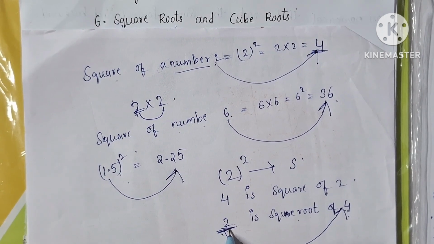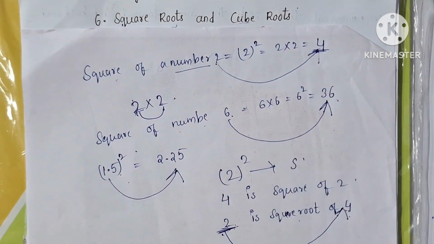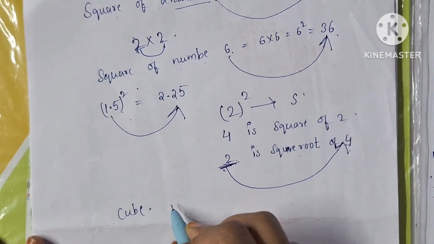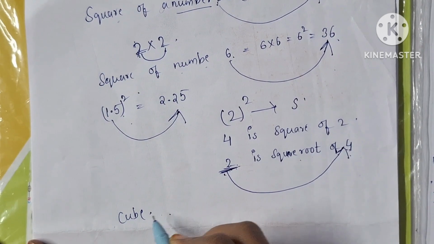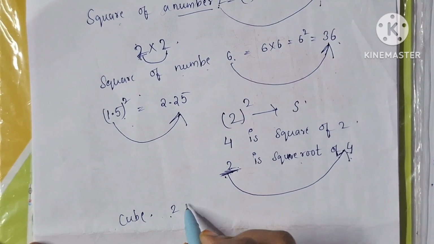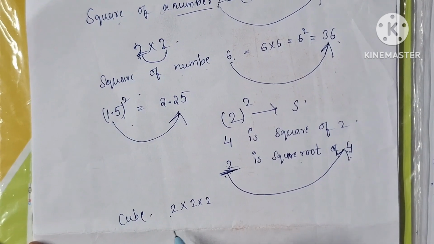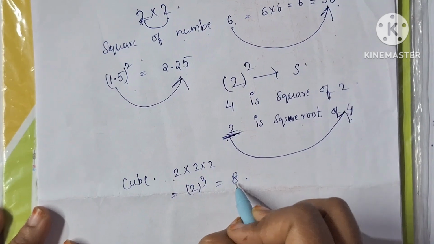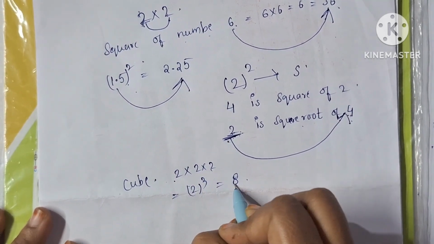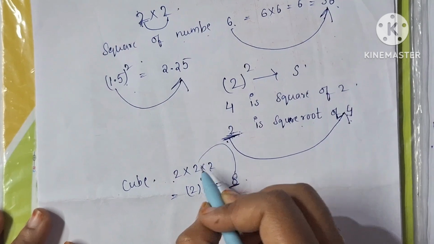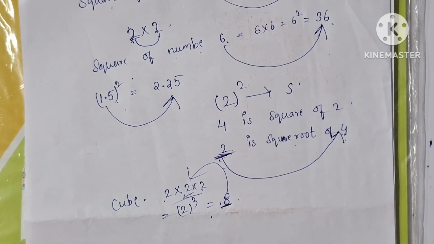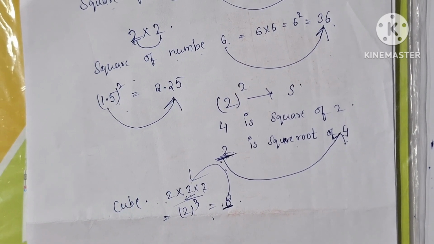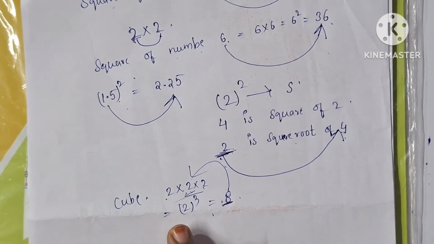I hope you understand. Similarly, cube root. First of all, what is a cube? Cube means multiplying a number to itself 3 times, 2 into 2 into 2. In general, we write it as 2 power 3. What is 2 cube? 8. What is the cube of 2? 8. What is the cube root of 8? 2. I hope you understand. If you don't understand, please listen to it repeatedly so you can understand. You can understand this concept in the flow.